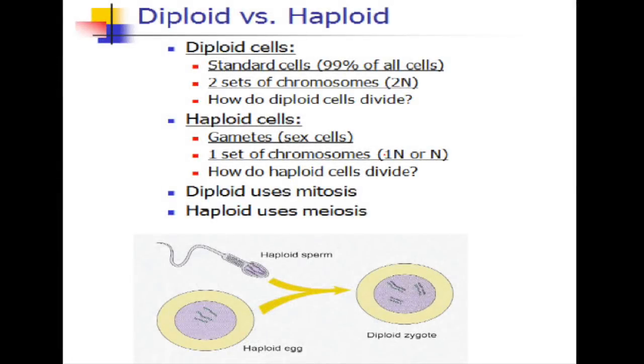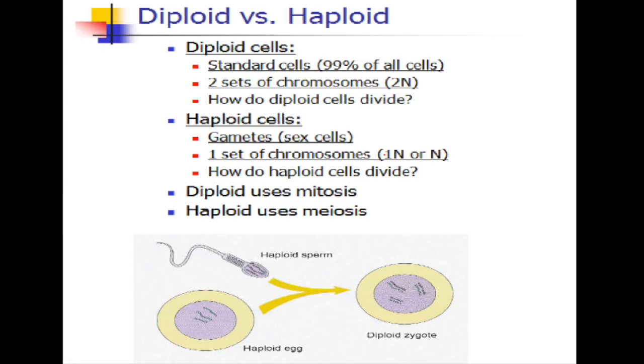So we are now under part E, diploid versus haploid. Diploid cells actually are the ones that have two sets of chromosomes. The prefix di means two. These are 99% of all of the cells in your body, and this is what you've learned, that cells have 46 chromosomes. One set is from mom and one set is from dad.